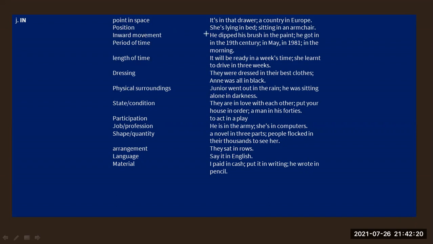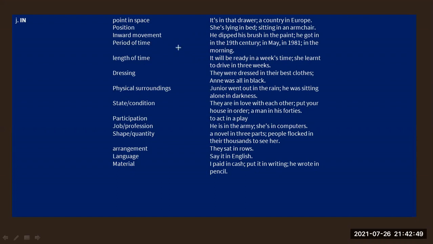Position. She's lying in bed. That's to indicate position. Sitting in an armchair. Then to talk about inward movement: he dipped his brush in the paint. He got in, that is to show that there's a movement.